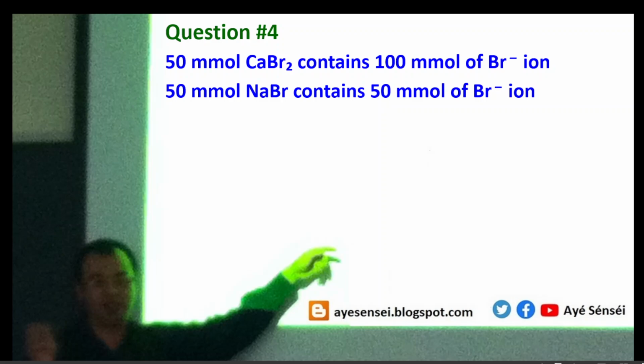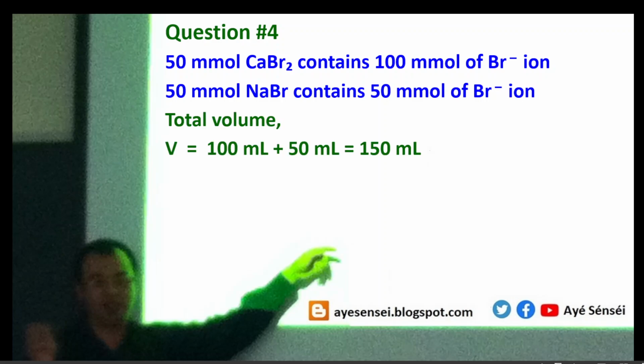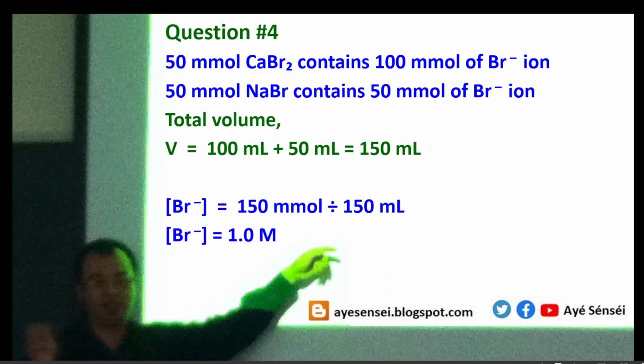If we add them together, we will get 150 millimoles. And then let's see the volume as well. The total volume is 100 plus 50, so the result is 150 milliliters. So the concentration of the bromide ions is equal to 150 millimoles over 150 milliliters. Eventually this equals 1 mole per liter. So the answer is D.